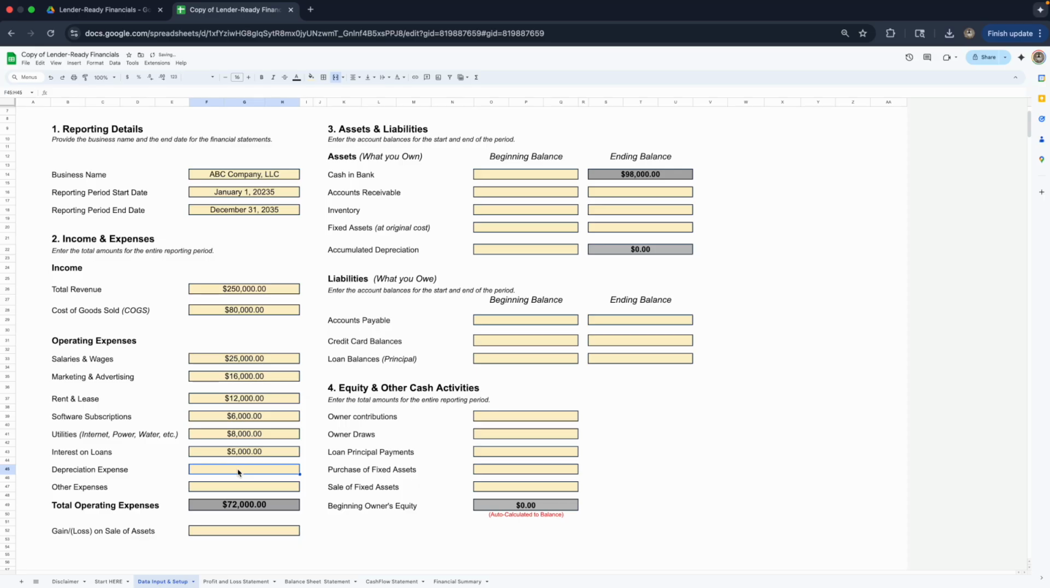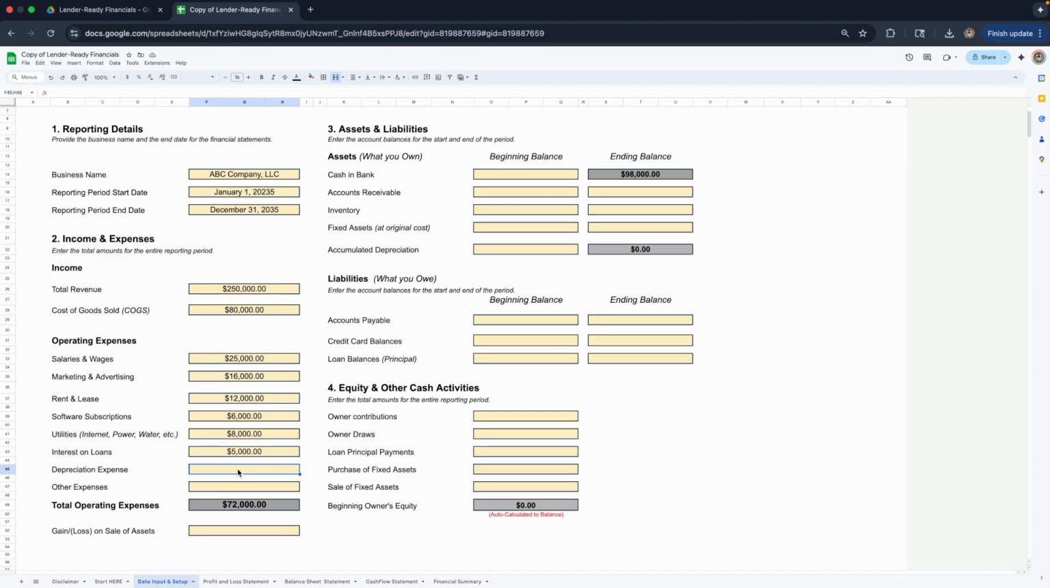Depreciation expense. If you are a business owner and you only use cash accounting, there are two types of accounting methods in the accounting world: either accrual or cash. Some individuals use a hybrid, which takes the best of both and uses that.